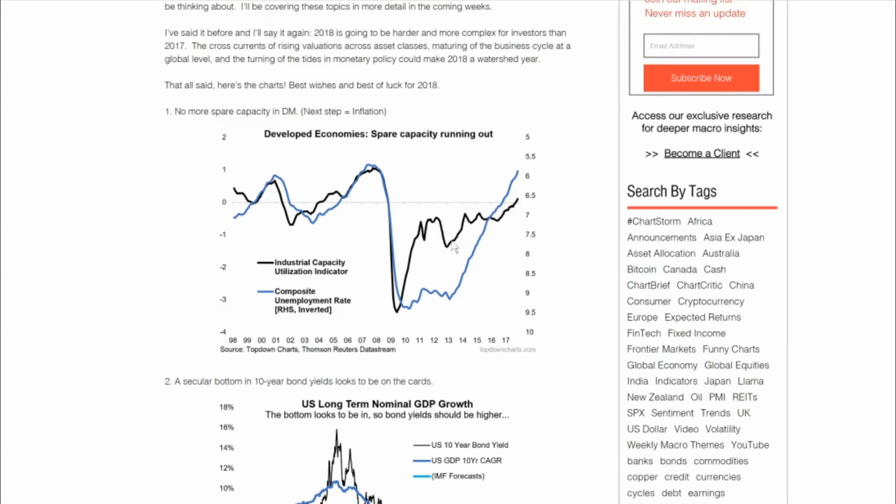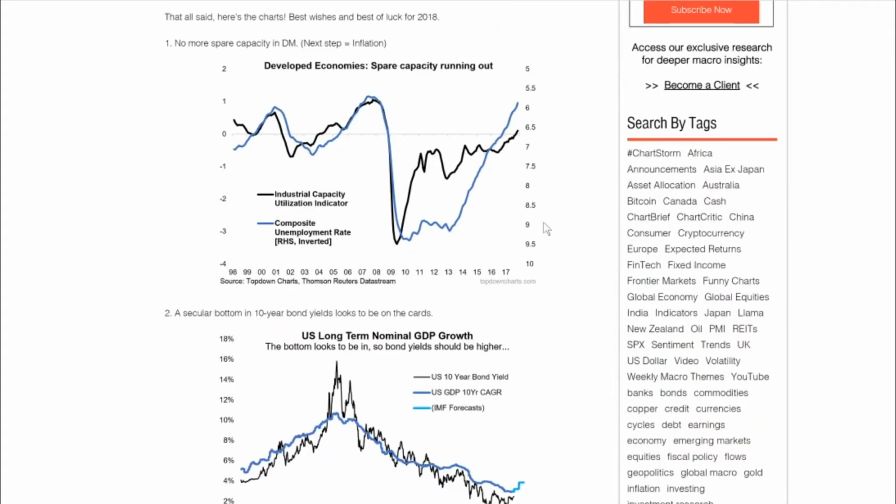because running this massive and prolonged period of spare capacity ever since the crisis, obviously you're not going to have much inflationary pressure in that sort of environment. Of course, now that the story has changed, inflation should only be a matter of time.